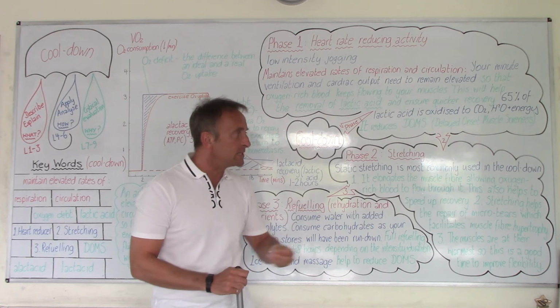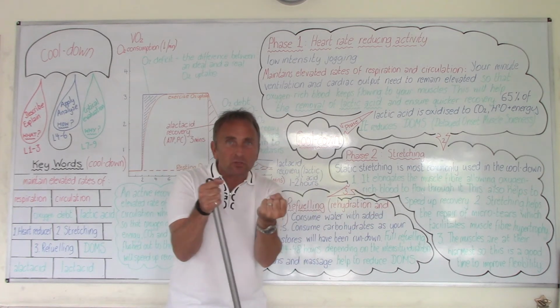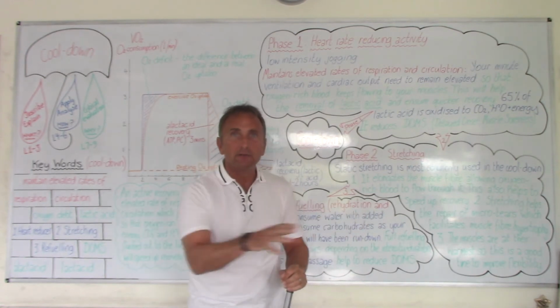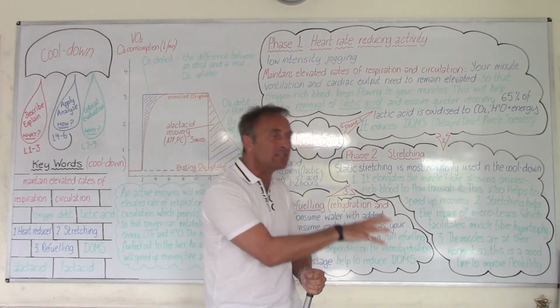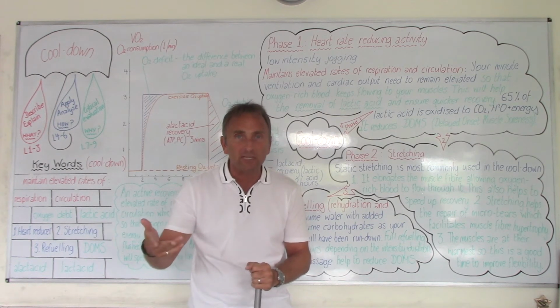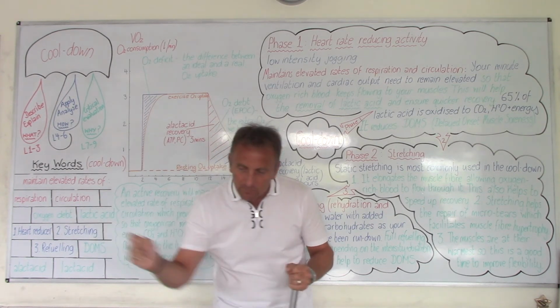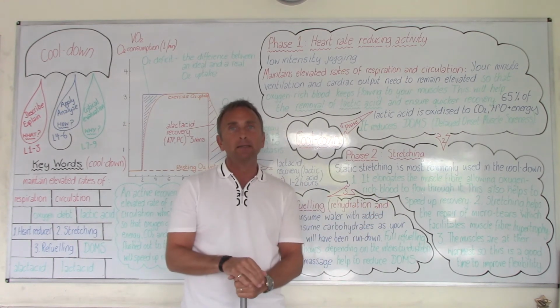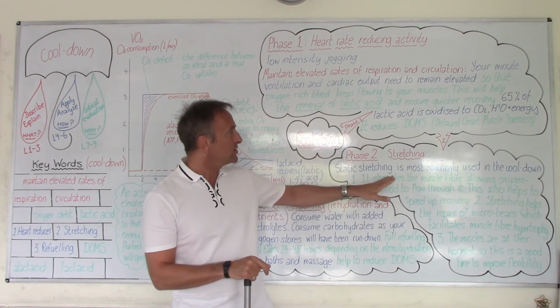The first reason is that it elongates the muscle fibre so that oxygen-rich blood can flow through it. Remember that oxygen is going to turn the lactic acid into energy, carbon dioxide and water, 65% of it. And the remainder, because oxygen-rich blood is flowing through the muscle fibre, it will take it to the liver. Why else do we do stretching?